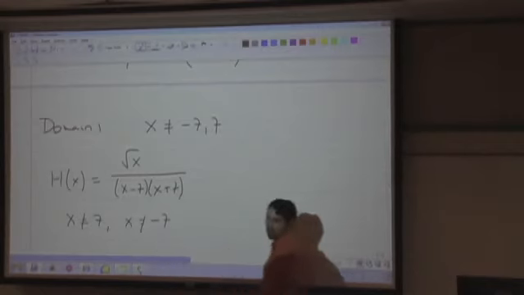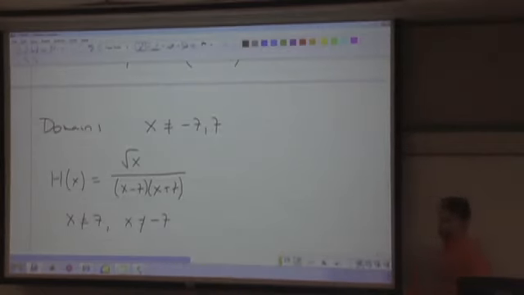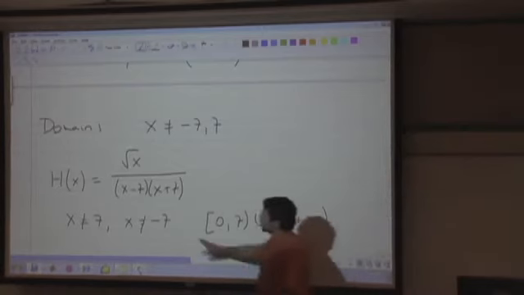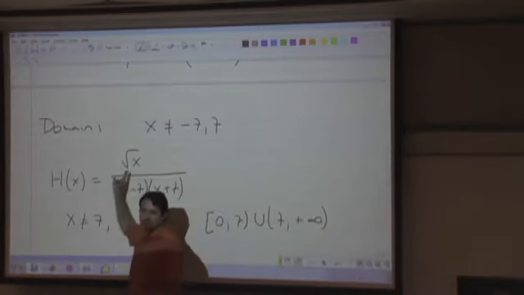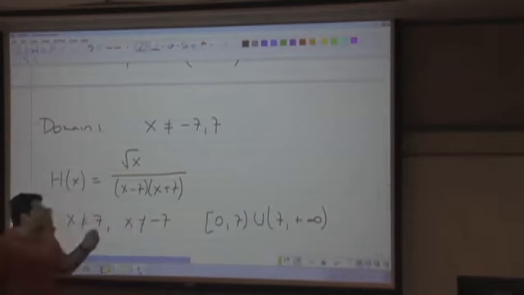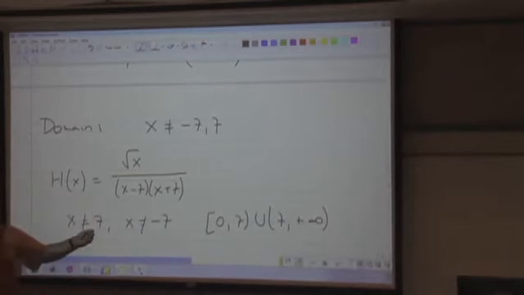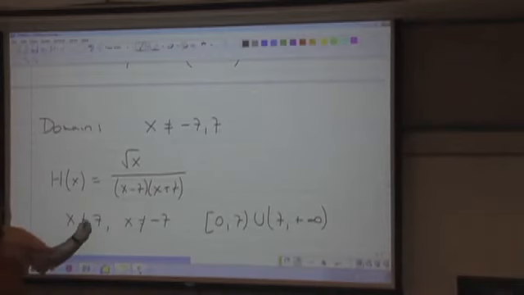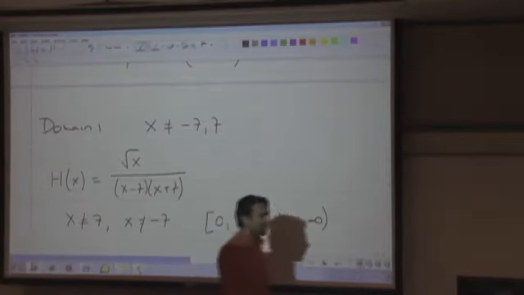As it turns out, what's the domain of this function? 0 to 7, union 7 to plus infinity, you say? The domain for square root of x is 0 to plus infinity. But I have the 7 that I have to take into account. Right? Because if I put in 7, the denominator doesn't make any sense. Is that making sense? Okay.